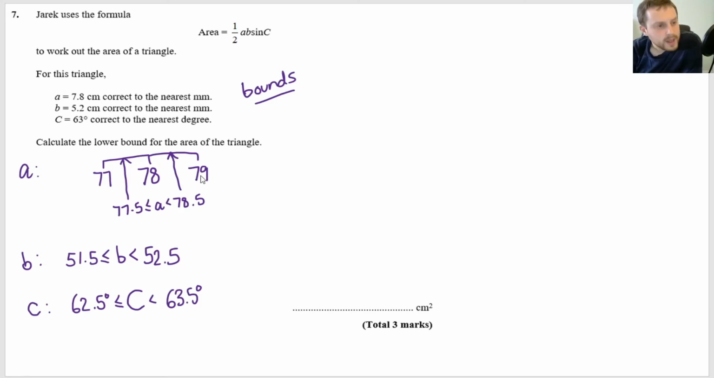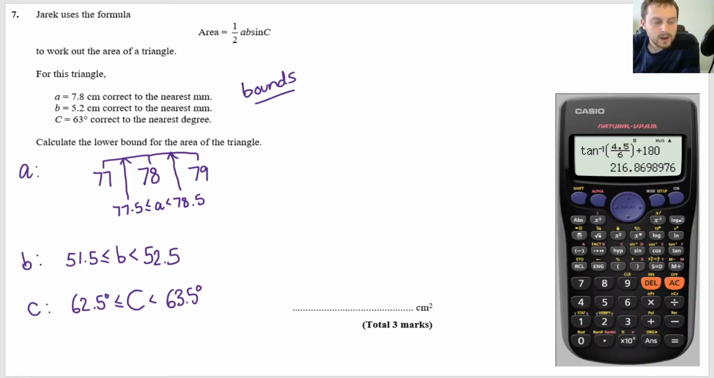So if you think about it, if you want the lower bound for the area of the triangle, you want to pick the lowest possible A and the lowest possible B. You want the sides to be as small as possible. That's going to give you a smaller triangle. Let's just see what happens depending on what happens with the angle. So I'm just going to try sine of 62.5.